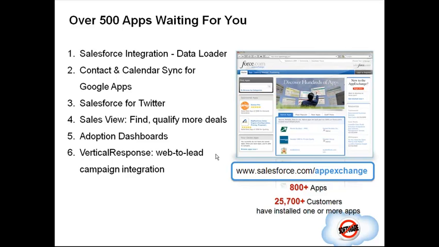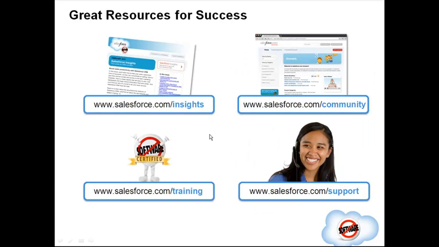There are 4 resources that you should all be aware of. The first one is Salesforce.com Insights. Insights is a monthly newsletter that's put out by our product marketing team that is themed for each month. We've done newsletters on managing your leads, improving your data quality, and managing your pipeline. I encourage you all to go out there and register for this monthly newsletter.